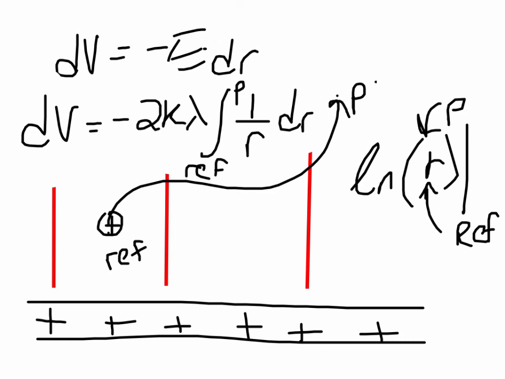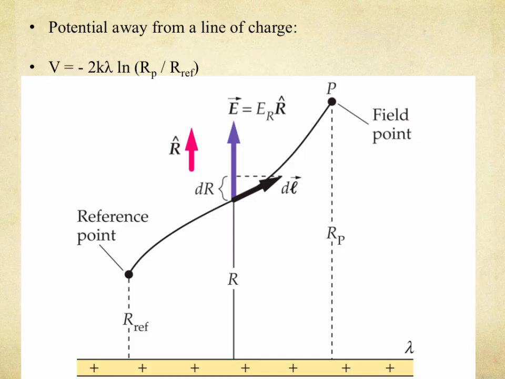There's an easier way to write the subtraction of natural logs. You can take the division of the natural logs. So the voltage away from an infinite line of charge is negative 2k lambda multiplied by the natural log of r_P over our reference point where we started. We're going to decrease voltage as we move further from the infinite line of charge. So there's a bunch of different charge distributions. We use the electric fields that we know using Gauss's law to help us calculate our change in potential when we move closer or further from these charge sources.